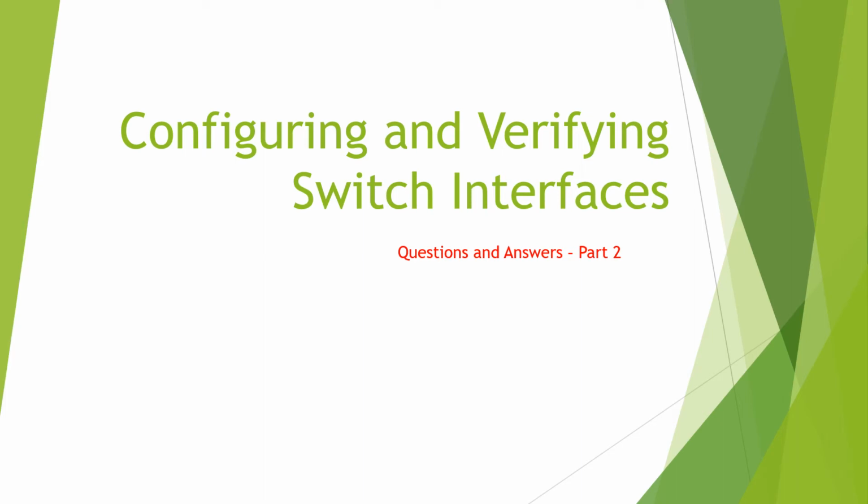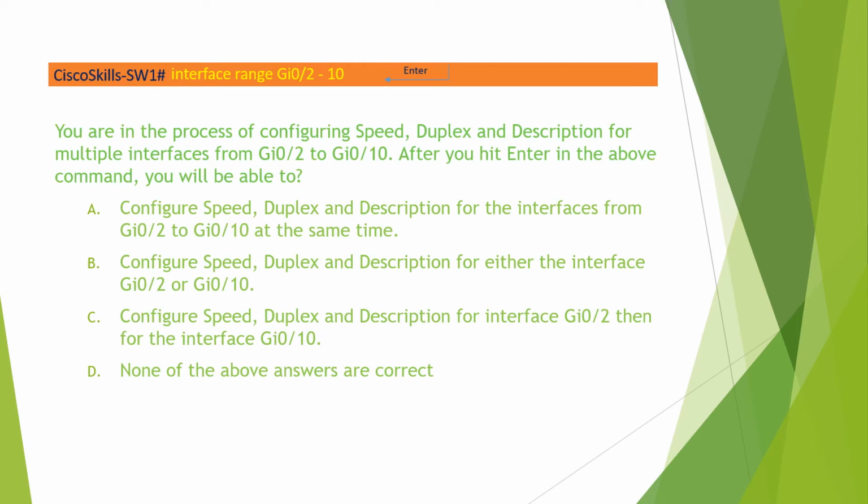In this video, we talk about configuring and verifying switch interfaces, questions and answers part 2. The question reads: you are in the process of configuring speed, duplex and description for multiple interfaces from G0/2 to G0/10. After you hit enter in the above command, you will be able to.